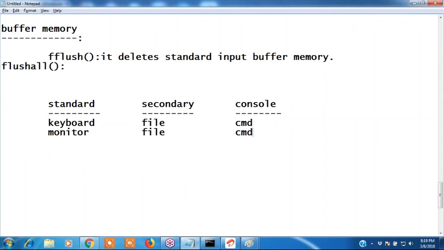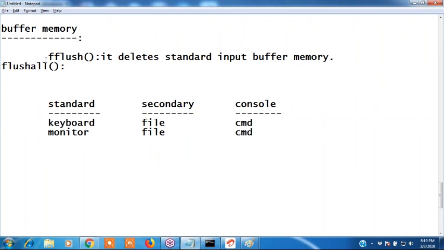We use getch functions, right? getch, getchar, getche are called console input functions. We use scanf and gets; they are called standard. We use fread, fprintf, fscanf; those are called secondary functions.